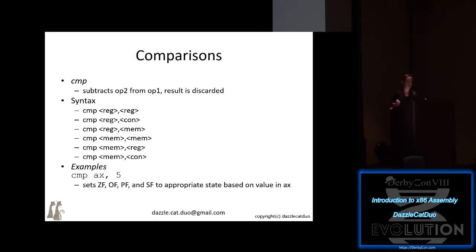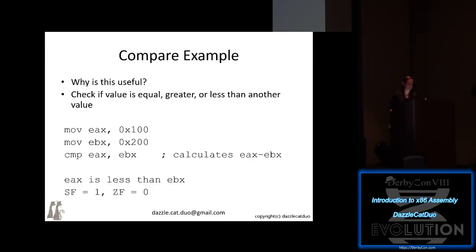The compare operator subtracts the second operand from the first operand. The results are discarded. So what I mean is if I compare a 5 to a 3, 5 minus 3 is 2. The 2 is discarded. That doesn't overwrite any of the operands, but the fact that it was a positive 2 is used in the next instruction to decide whether or not you are going to take that jump.